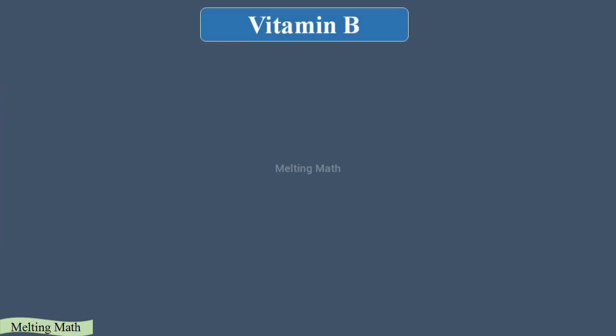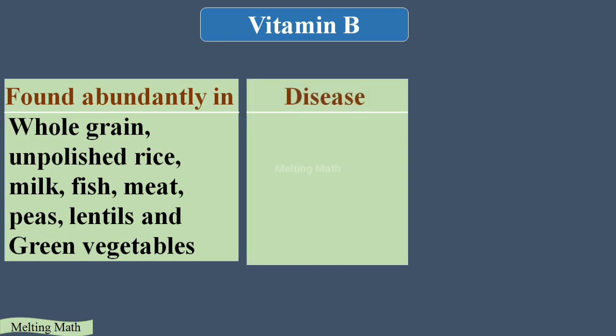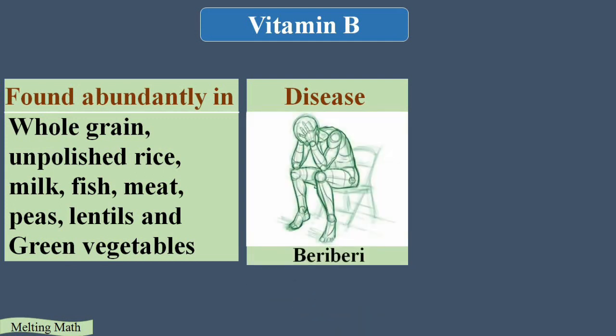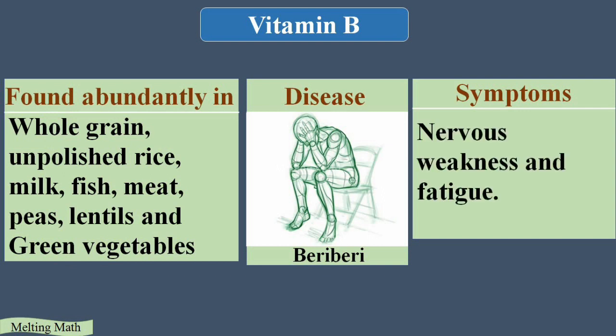Vitamin B is found mostly in whole grains, unpolished rice, milk, fish, meat, peas, lentils, green vegetables. If vitamin B is present in a lower amount in your body, what will happen? It causes the disease named beriberi. The symptoms of beriberi are nervous weakness. When a person has nervous weakness, you can see his hands and legs are shaking. That's the nervous weakness. And fatigue is for a big person, a fatty person, belly person.